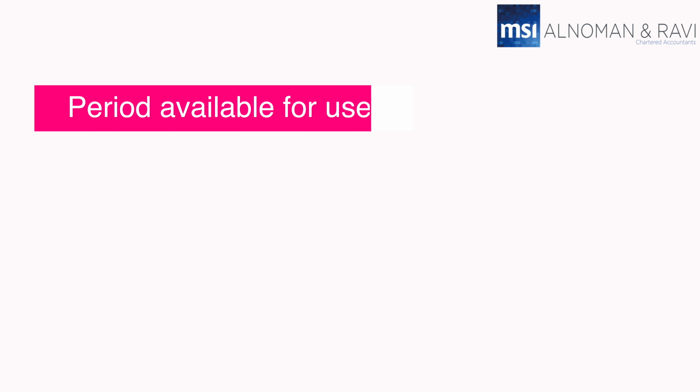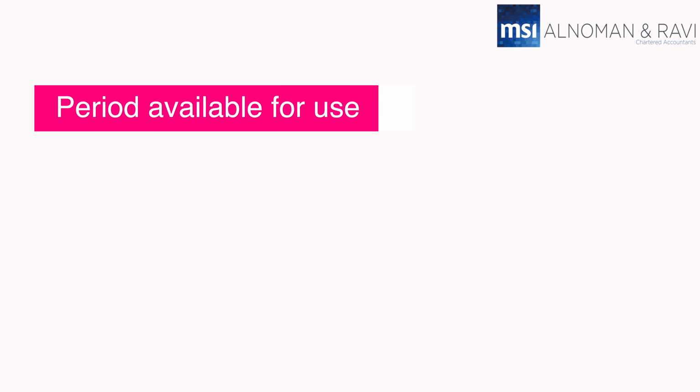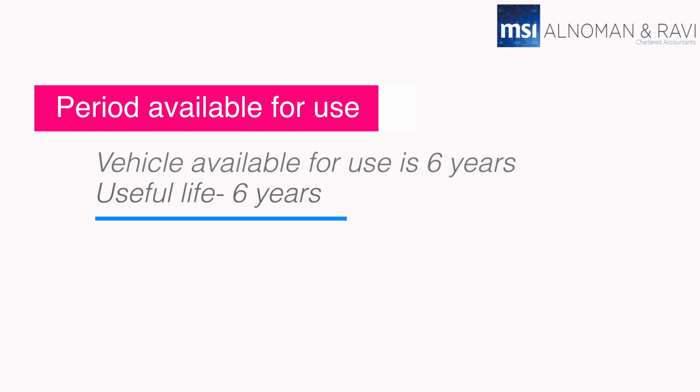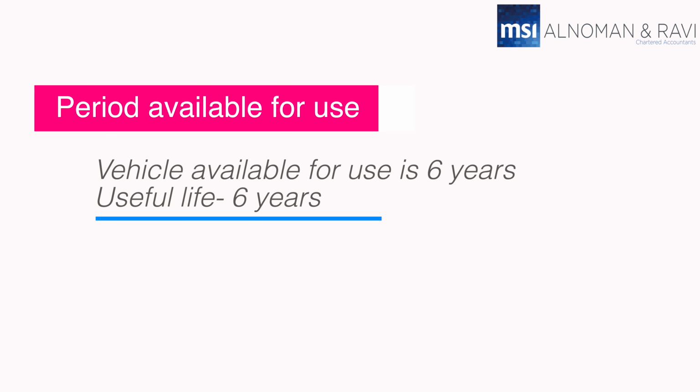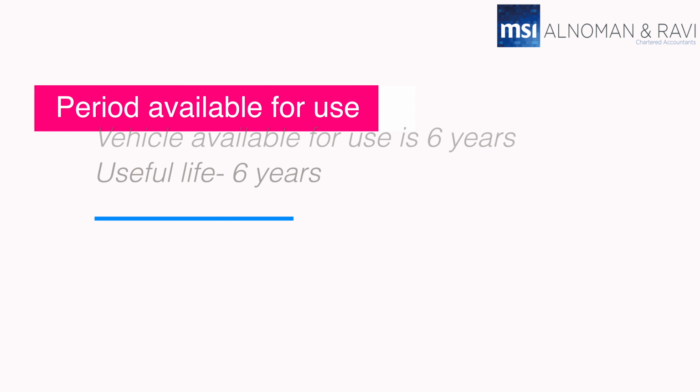The useful life is either of the following: the period over which the asset is expected to be available for use by an entity. For example, the management of a company expects that all vehicles purchased will have a useful life of 6 years and will no longer have any utility. Therefore, the useful life of the asset is 6 years and will be depreciated over this period.